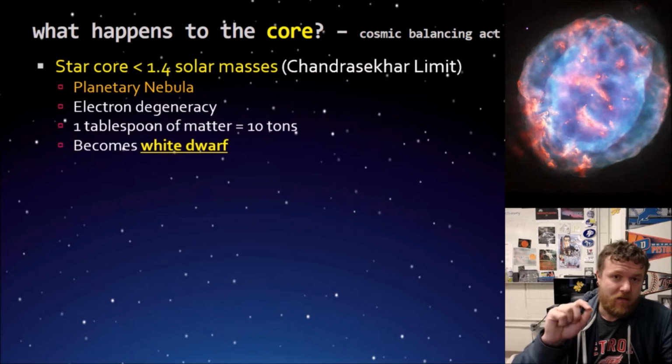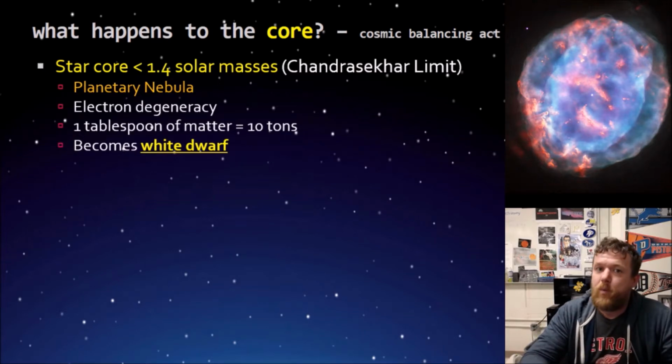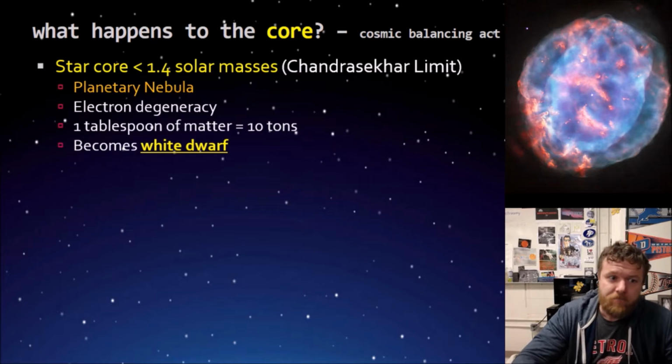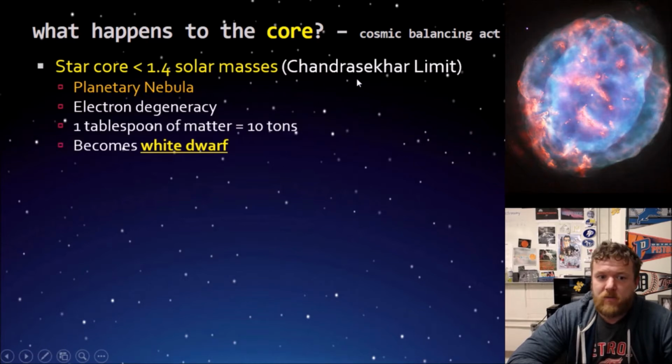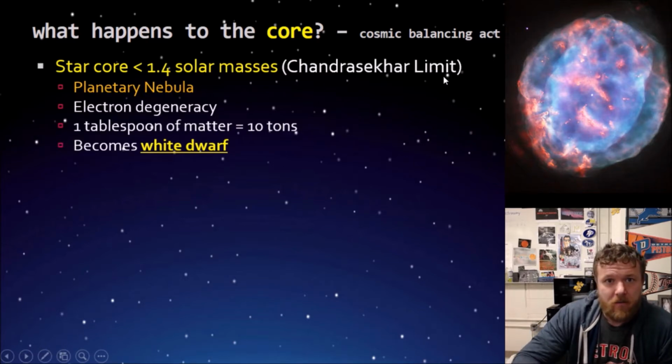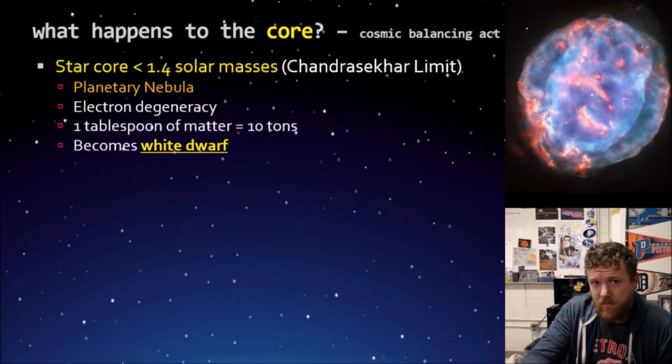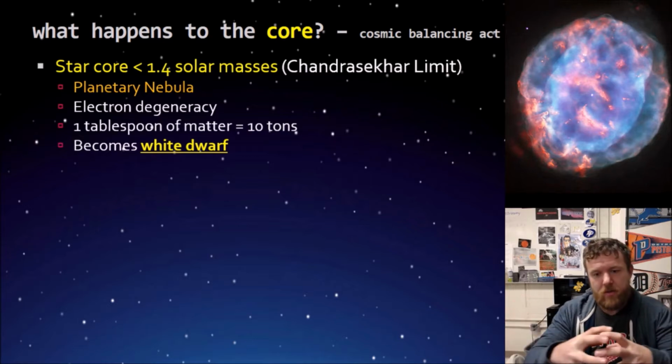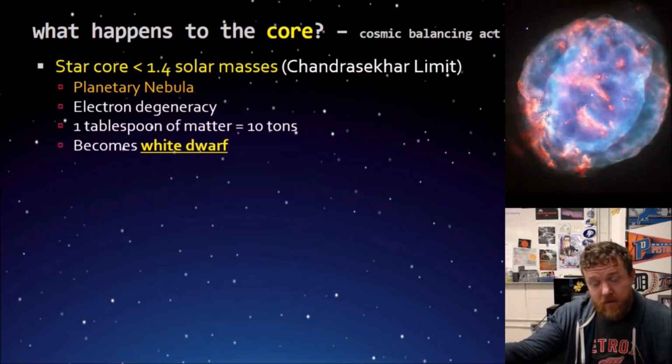If you have the core of a star and the core is 1.4 solar masses or under, it's going to turn into a planetary nebula and a white dwarf. This 1.4 right here is what's known as the Chandrasekhar limit. Chandrasekhar was an Indian American astronomer who died about 25 years ago or so, but he calculated what pressure you would need to have in order for a supernova to happen.